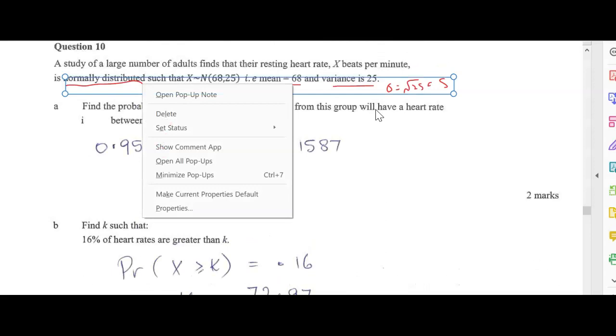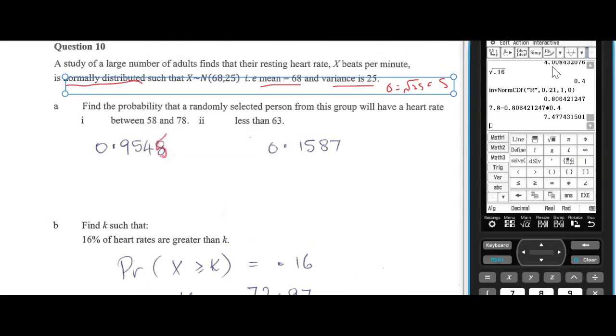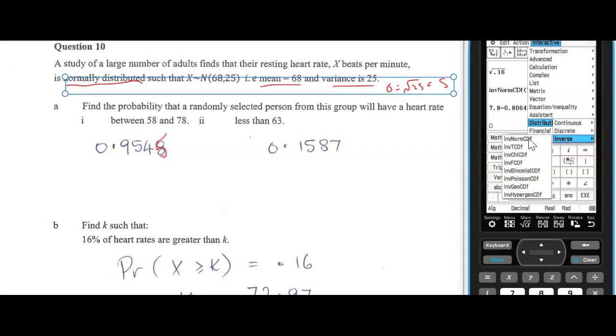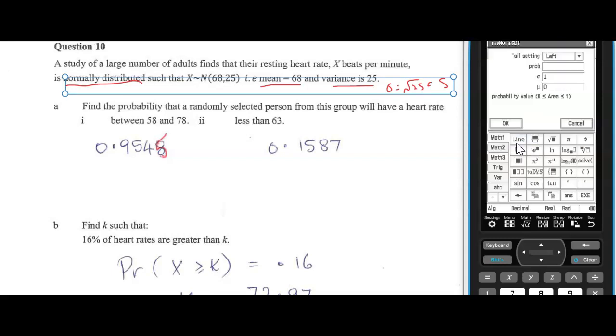All right, so just get my calculator up. Interactive, distributions, inverse normal. We want greater than k, so 16%. When we're doing greater than, it has to be to the right. If it helps, you can do it through the statistics menu, or you can draw a rough sketch to know whether you're working from the left to the right. So we've got 0.16, our standard deviation is 5, and our mean is 68.